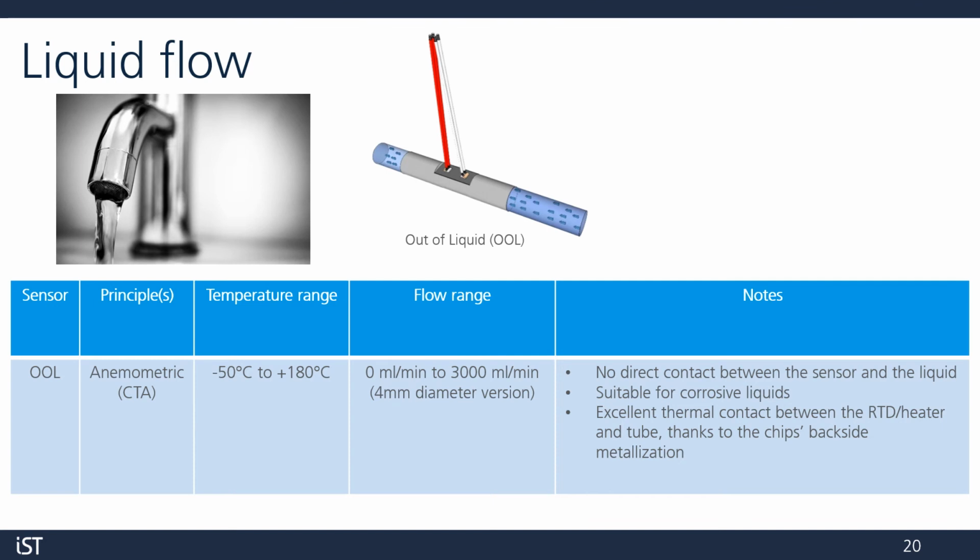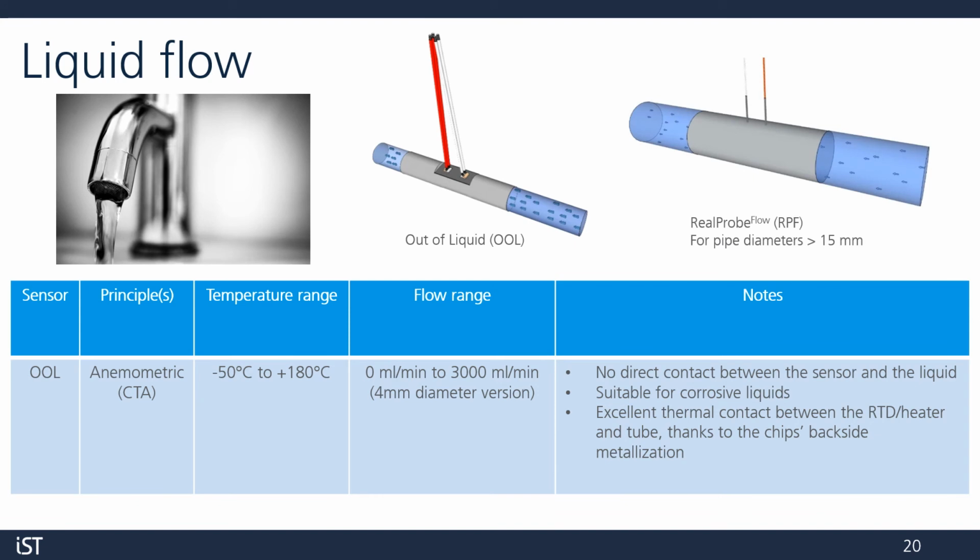The RTD with the white wires measures the ambient temperature flowing through the pipe. The one with the red wires acts as the heater. There's no direct contact with the liquid since the sensors are located on the outside, so it's good even for corrosive liquids. We have excellent thermal coupling between the active elements and the medium since the chips have metallized backsides. A few different tube diameters are available.